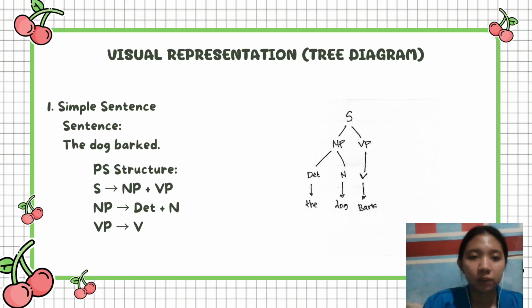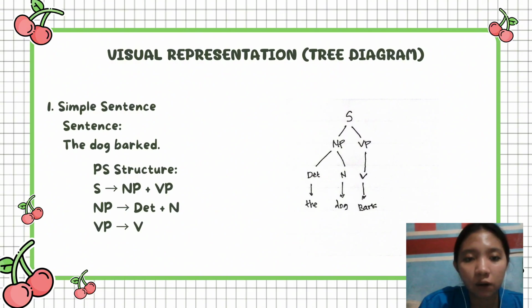Visual presentation, or tree diagram. Simple sentence. The first sentence is the dog barks. So the structure is the S structure. In the sentence, there's a noun phrase plus verb phrase. In the noun phrase, there's a determiner plus noun. In the verb phrase, there's a verb. So the determiner is the, the noun is dog, and the verb is bark.